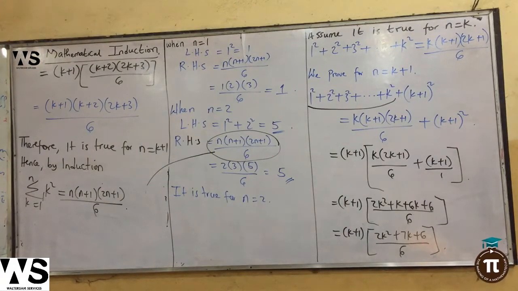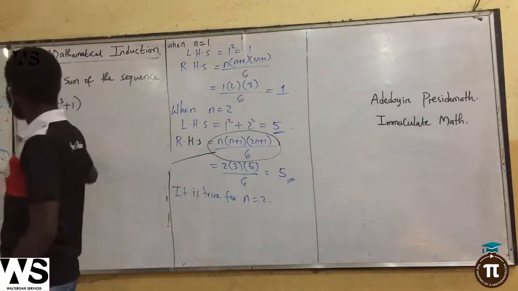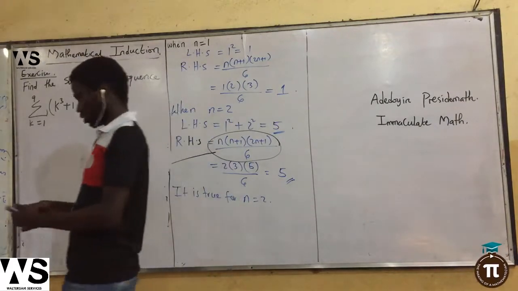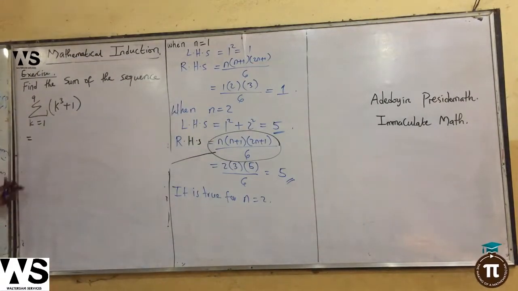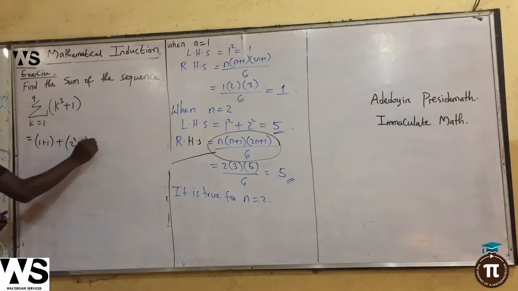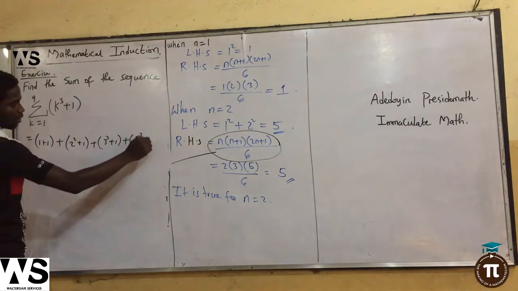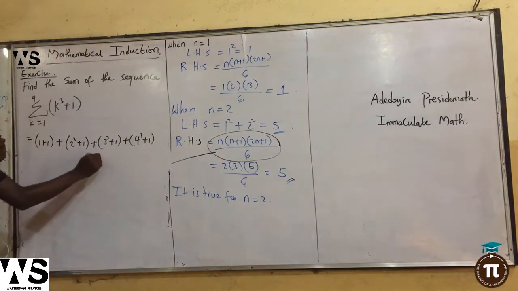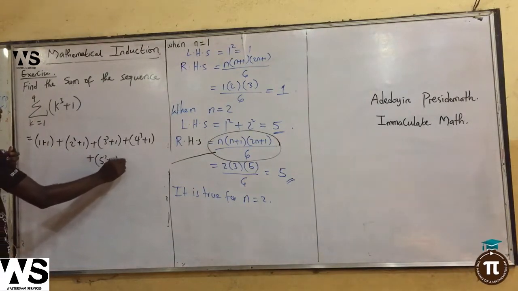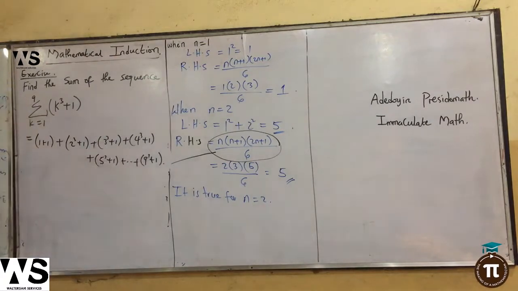So, you can solve it manually. What is manual? k starting from 1 to 9. You will do 1 raised to power 3 plus 1. When k is 2, 2 raised to power 3 plus 1. When k is 3, 3 raised to power 3 plus 1. 4 raised to power 3 plus 1. 5 raised to power 3 plus 1. So you get to 9 raised to power 3 plus 1. Do you understand? You will now add.